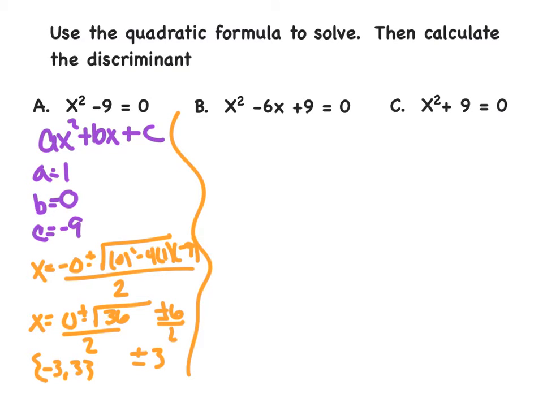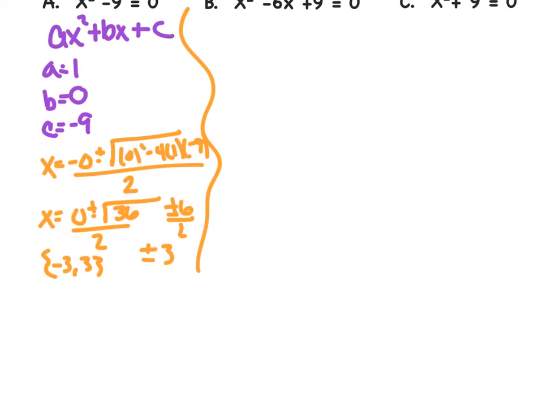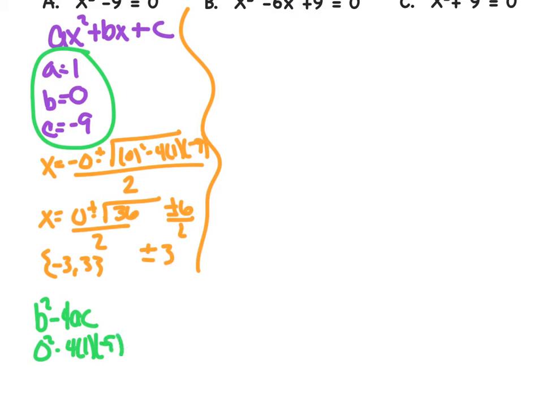Oops, I didn't finish. Now it says calculate the discriminant. So I can write it all out. B squared minus 4ac is that discriminant formula. And again, I'm just using my a, b, and c here. My b squared is 0 squared minus 4 times 1 times negative 9, and my discriminant is 36.